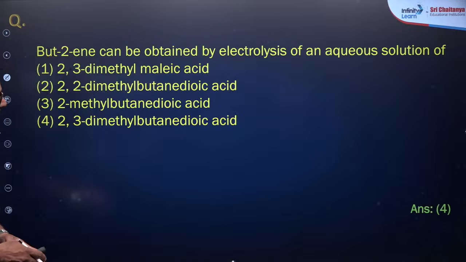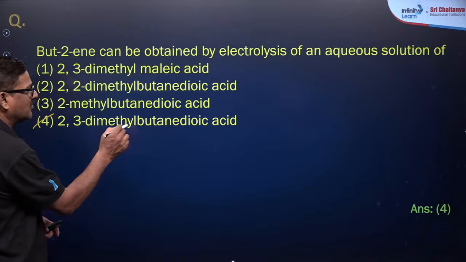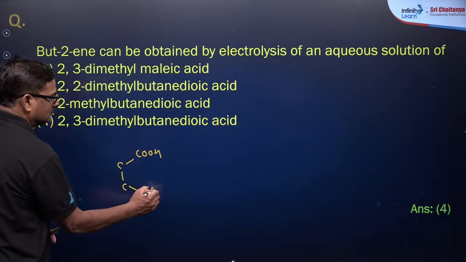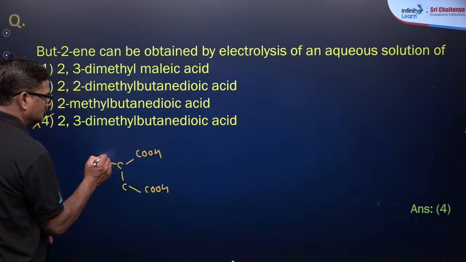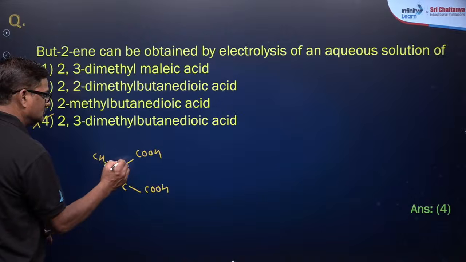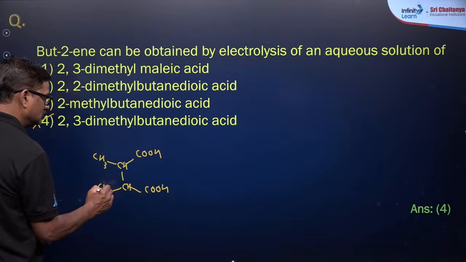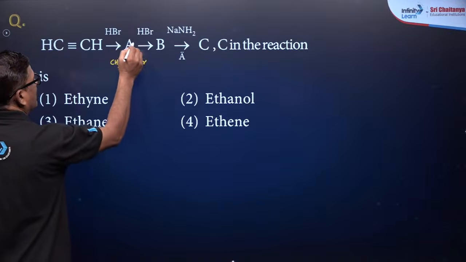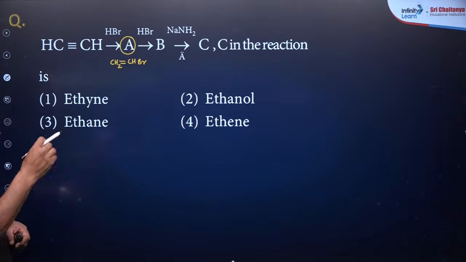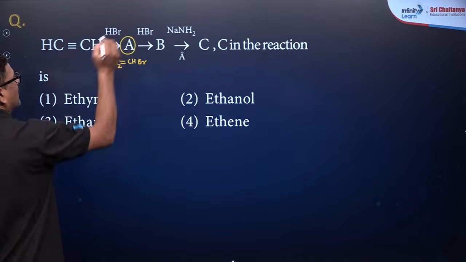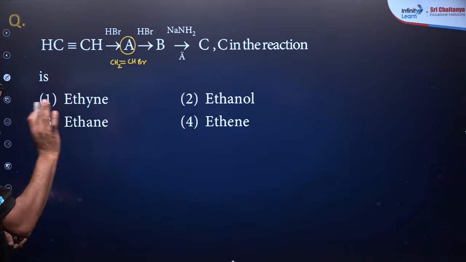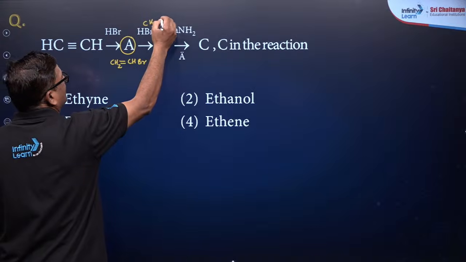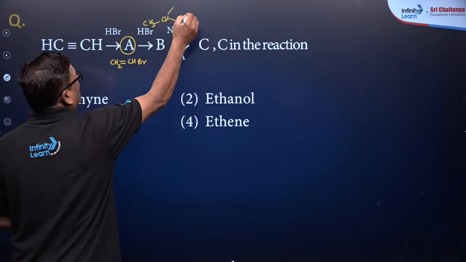So for this the answer is going to be 2,3-dimethyl butanedioic acid. Now on electrolysis, vinyl bromide is formed. This vinyl bromide you want to add Br2, and the product is going to be CH3, CH, Br and Br.